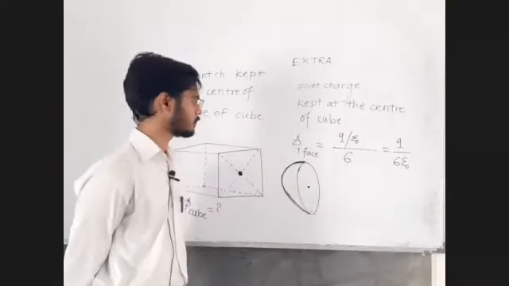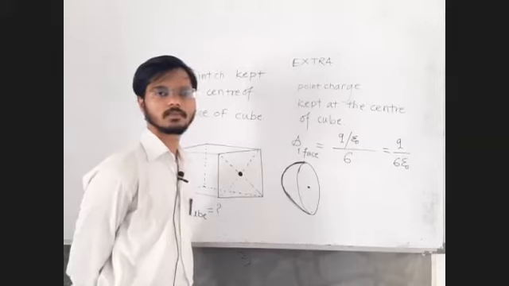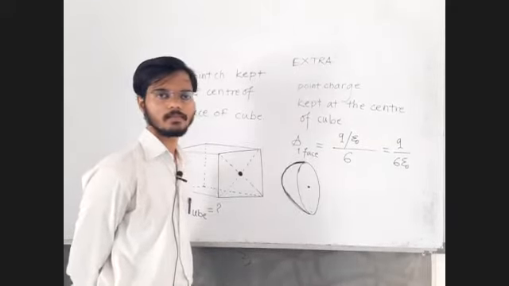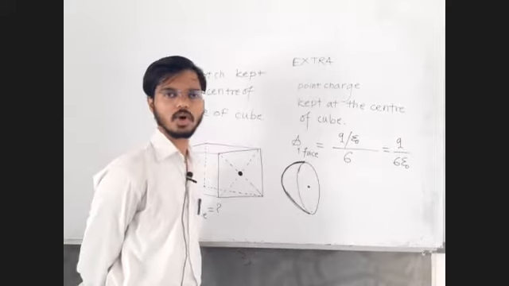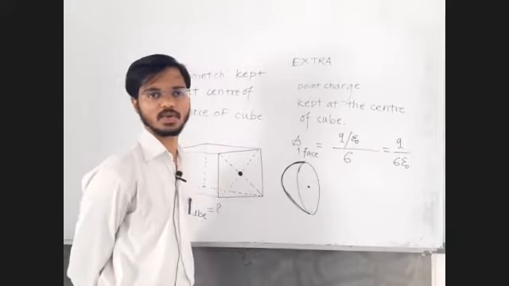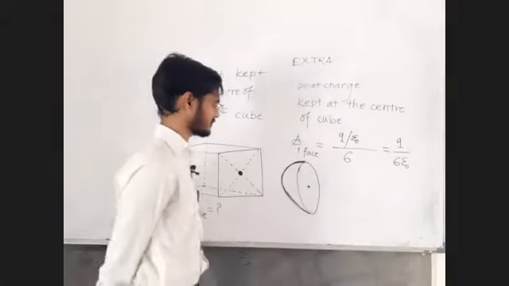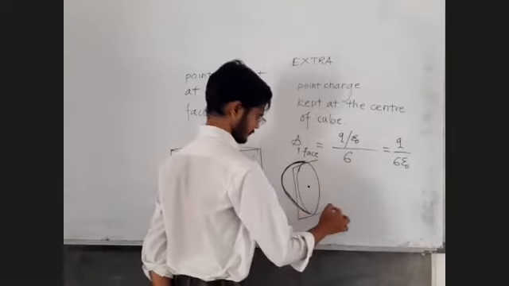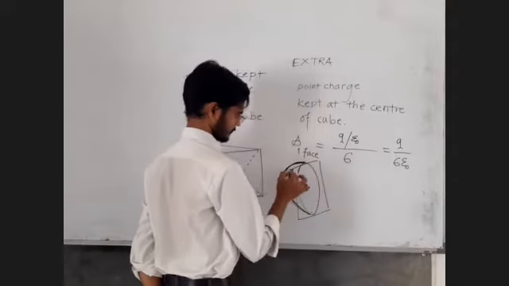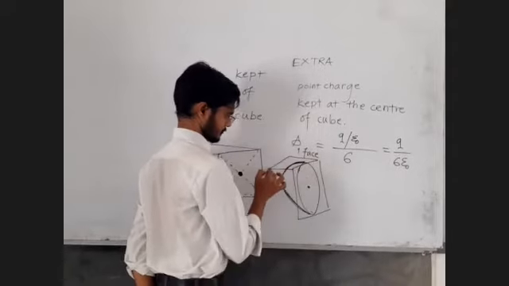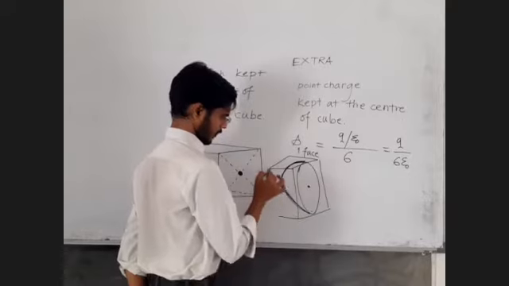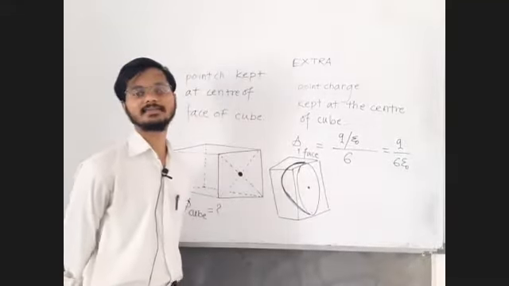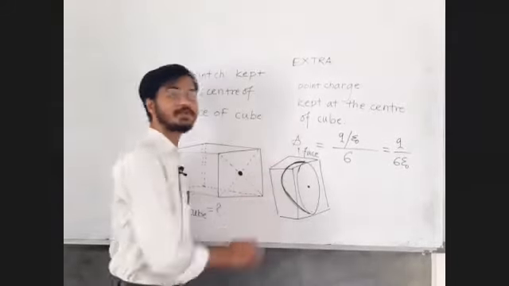Tell me, children. Q upon epsilon 0 upon 2, or Q upon 2 epsilon 0. Fine. Got it? How many flux are cutting the cube?